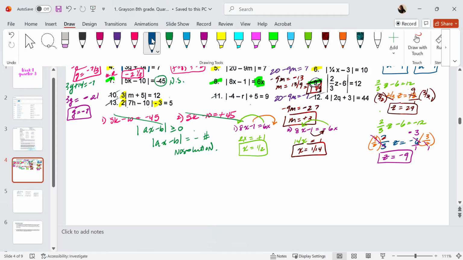Do you have to do number 12? You don't have to do number 12. Is number 9 the last one? Do you have to do? Yeah. You don't have to do number 10, 11, 12, or 13?